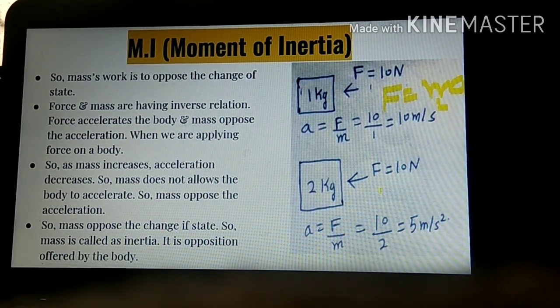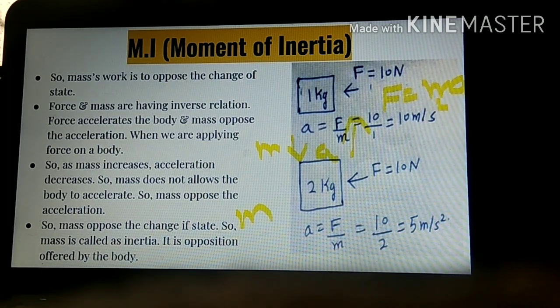I am applying the same force, that is 10 Newton only. But what I can see is, a is equal to F upon m. So 10 upon 2 is 5 meter per second square. What is the observation? Whenever the mass is increased, acceleration is decreasing. Over here mass was less, so acceleration was more. Over here mass is more, so acceleration is less.